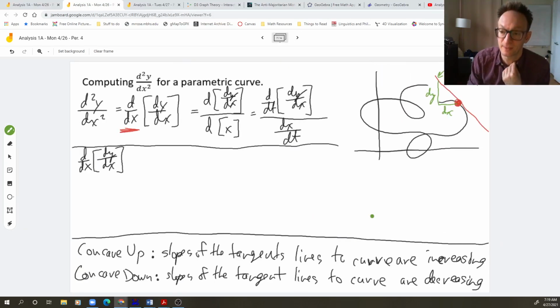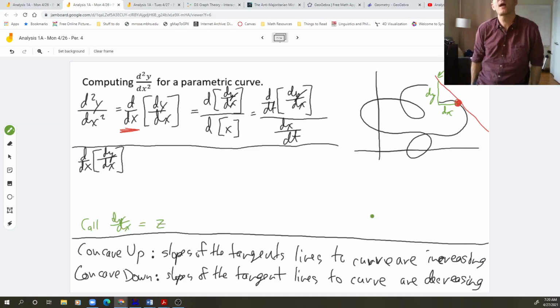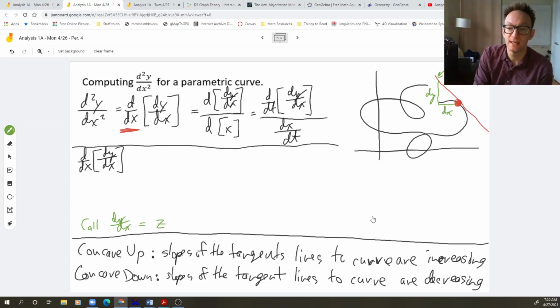Let's just agree to temporarily call dy dx z or something like that. In other words, it's just another variable or quantity depending on t. And if dy dx just depends on t, then what we're really doing is taking the derivative with respect to x of this z thing.